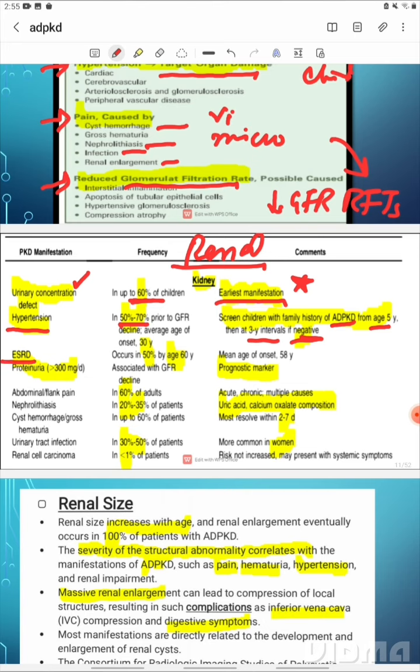A patient can progress to ESRD, and about 50% of patients reach it by the age of 60. Proteinuria is usually not the presentation, but since there is progressive renal disruption, it can lead to proteinuria, and it's usually a prognostic marker.